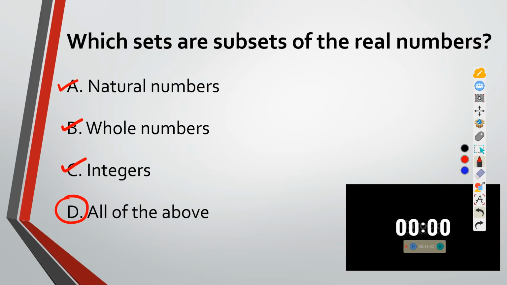So to determine if a set is a subset of R, you have to check if every element of the set is also an element of R. So when you look at natural numbers, whole numbers, integers, all of these are included in the set of real numbers. So all of the above will be the correct option.